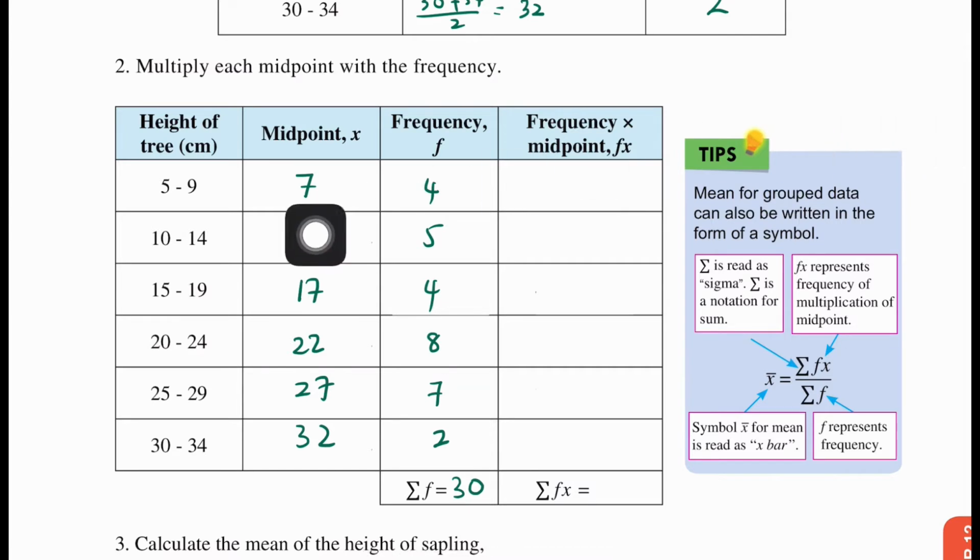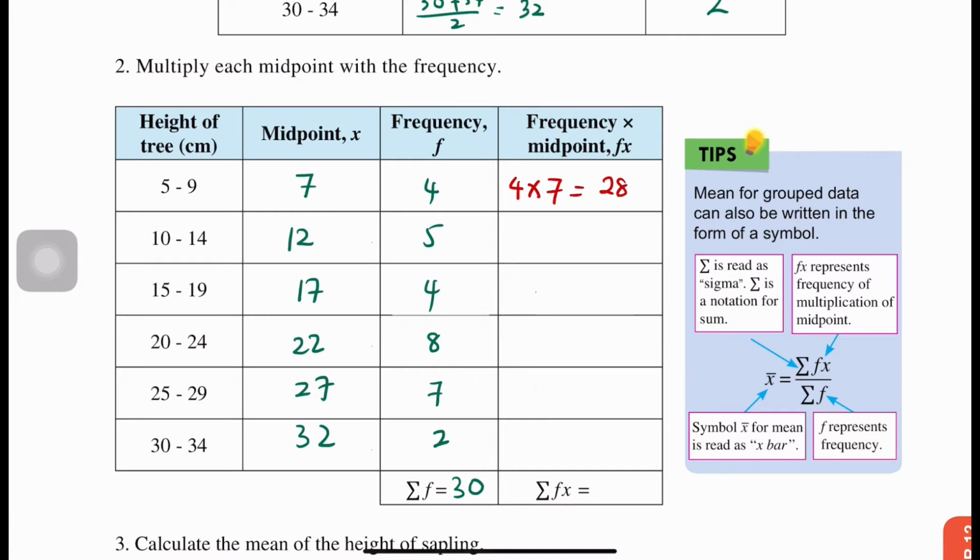Okay, so the frequency is 7 times midpoint is, sorry, the frequency is 4. Okay, boleh je. Cuma kita nak follow ni. Okay, frequency is 4 times midpoint is 7. So, awak akan dapat 28.